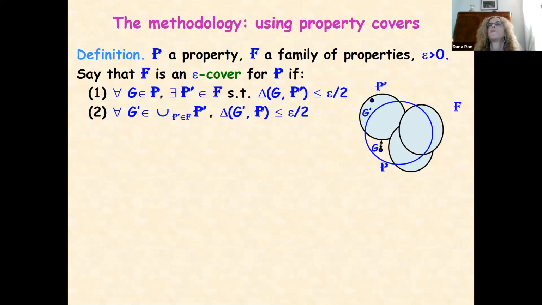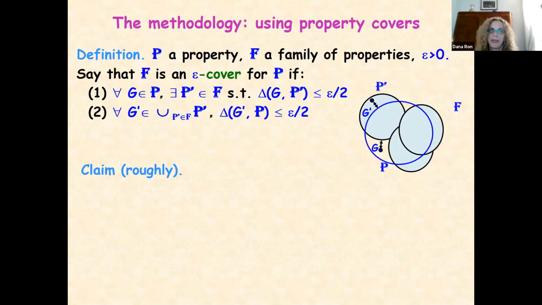And we also need the other direction, so we need the second condition. If G prime is in some P prime, again, it doesn't necessarily have to be in P, though in some cases it will be, but again, it is close to P. So in both directions, they're kind of a semi-tight cover. That's the idea. So any questions about this definition? Because this will be important for me. Okay, so I'll return to this picture if you need it again.